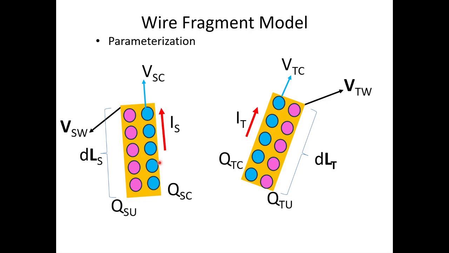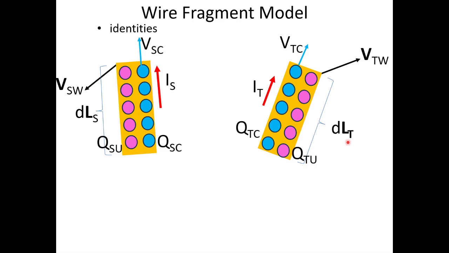Okay, getting back to the wire fragment model now. This is the full parameterization. We have the differential length of the source fragment, the current in the source fragment. This is the velocity of the source conduction. This is the quantity of source conduction charge. This is the quantity of source uncovered charge. This is the velocity of the source wire, and basically everything the same, just the subscript changed to T for the target fragment.